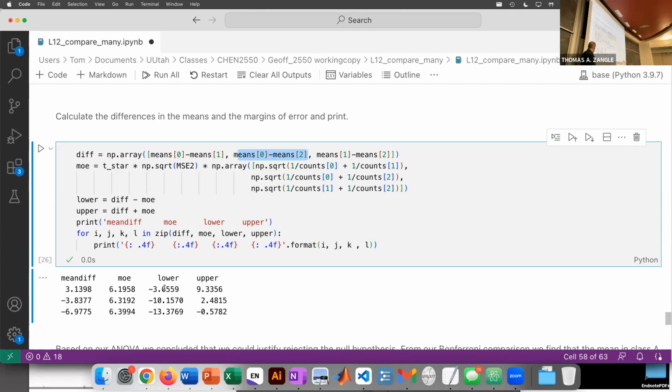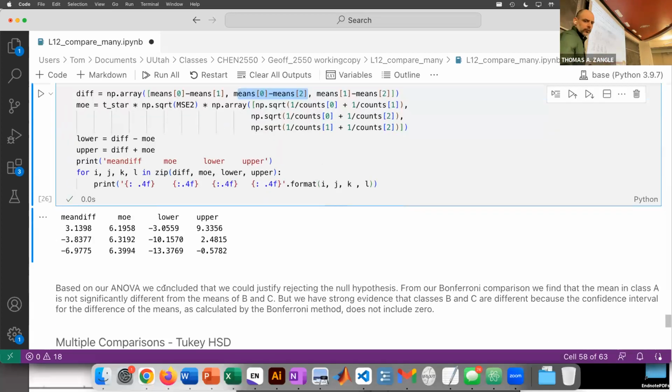But if we look at our comparison of B and C, that's this third line here, this does not overlap with 0. So we can say to our significance level of 0.05 that groups B and C are different. That statement is justified to a significance level of 0.05. Okay, that makes sense. That's how we'd use the Bonferroni test. It's going to tell us the difference between those two groups.